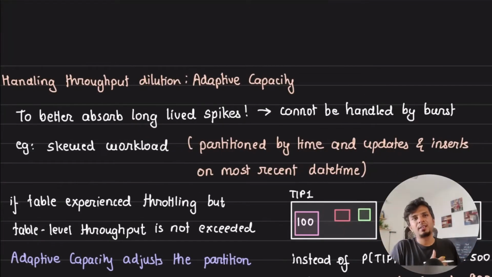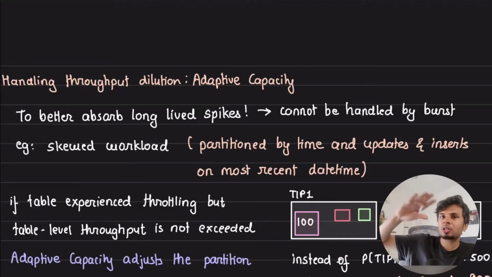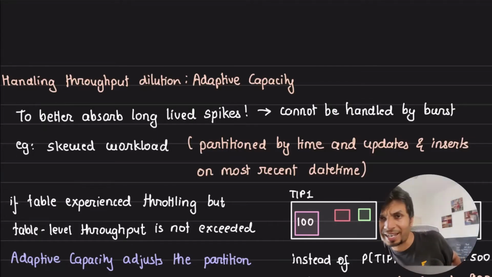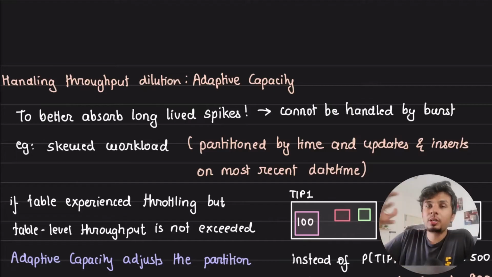Second way to handle throughput dilution. We talked about bursting, but what if your spikes are long-lived? Bursting is where you see an immediate spike and it goes down, right? But what if your spike is long-lived? Like you see a surge, but it is not short-lived. It would not just finish in 5 seconds. It's long-lived, going for 30 minutes or 40 minutes, for example. I'm just taking random numbers now. Don't take me seriously on that. So to better absorb the long-lived spikes, how do you do that?